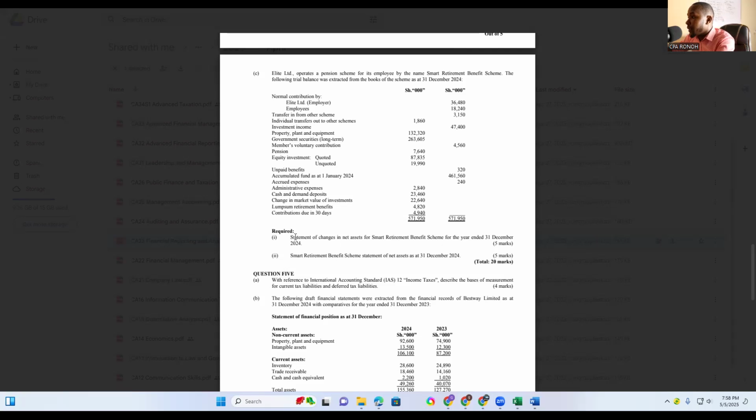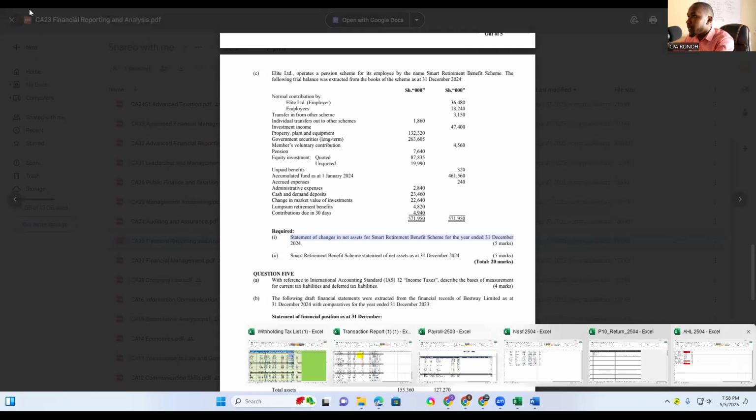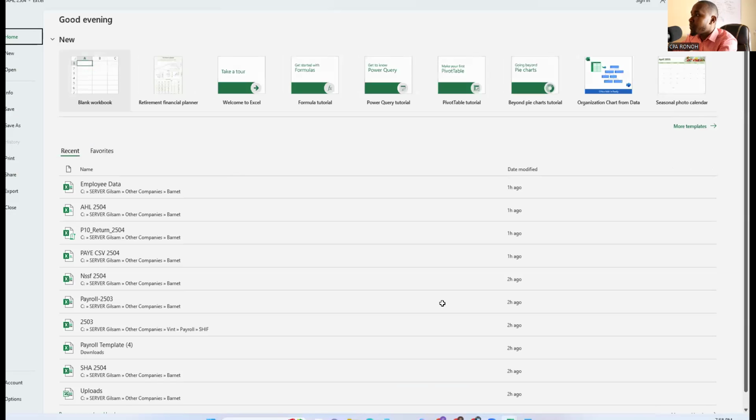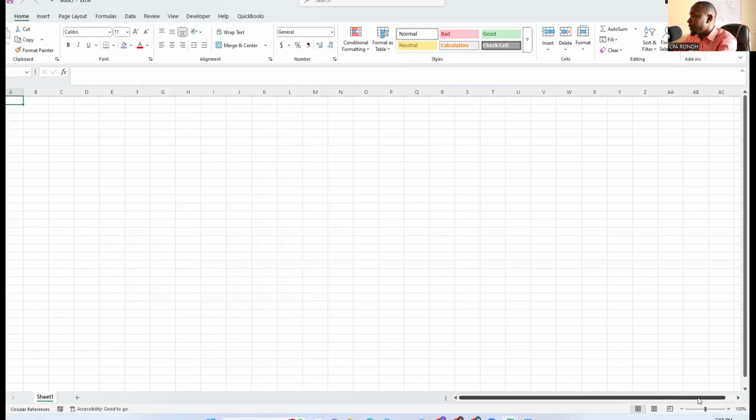So we can start with the statement of changes in net assets. I will use Excel to do that. Let me open a new workbook in Excel for today.